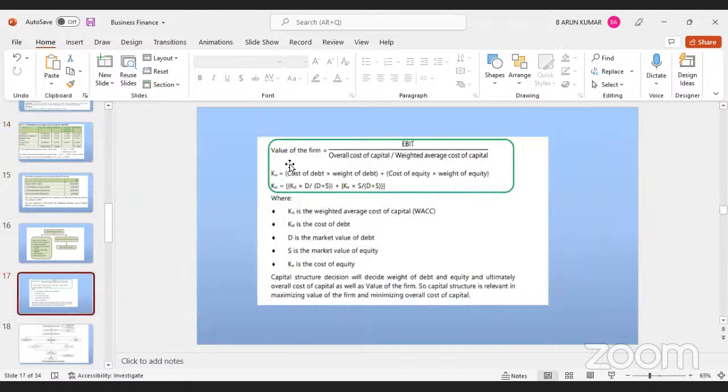For calculating the value of the firm, that is, how much value a particular company has, it is based on this factor: EBIT, earning before interest and tax, divided by how much cost we incurred, how much amount we paid to the equity shareholders, debentures, or preferential shareholders. That is called the overall cost of capital.